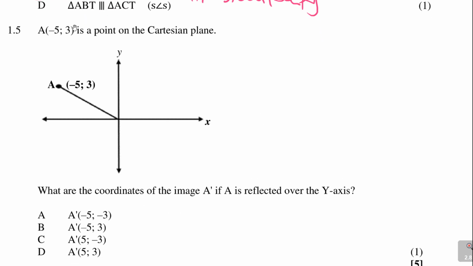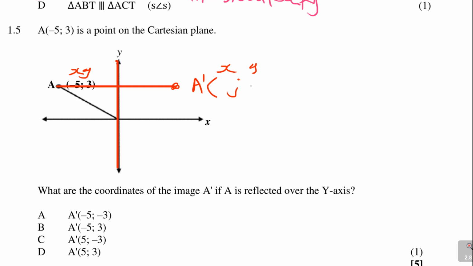1.5, it says A, that is a point on a Cartesian plane. Then there is that point. What are the coordinates of the image of A if A is reflected along the y-axis? So you reflect this, you must know when you reflect it along the y-axis, y will not change, so it will be somewhere here. Y does not change, always. So the reflection or the image, you will have 2 points, it's X and it's Y.